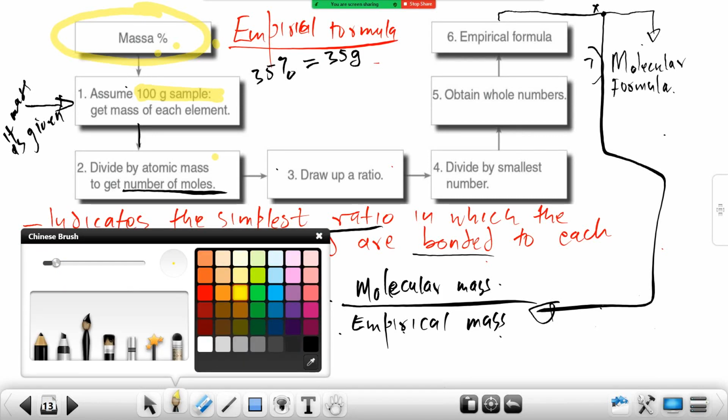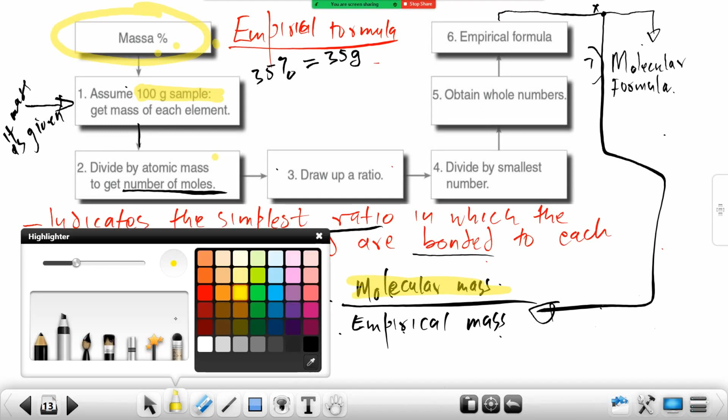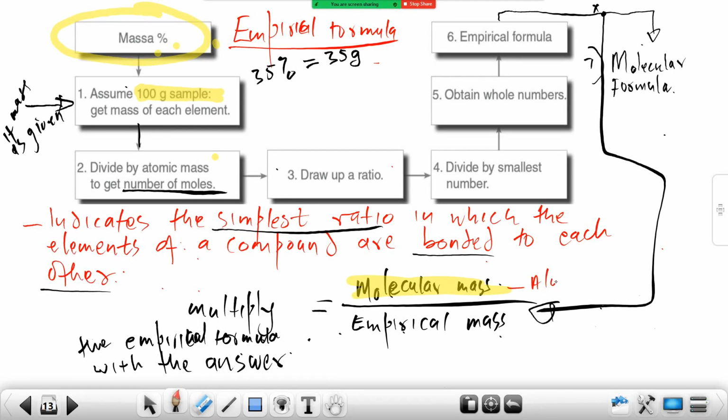But I must emphasize, molecularness should always be given. This is key, such that I'm able now to divide, because I cannot be working with a lot of unknowns. So this is also from grade 10, guys.